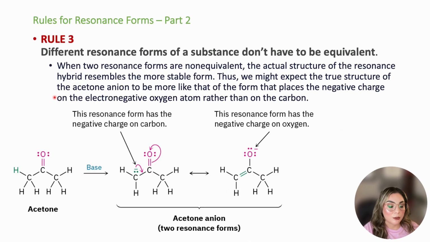Rule number 3. In these previous examples, we have had some sort of symmetry, where I believe all the examples we looked at were just 2 resonance forms. So the acetate ion and benzene each had 2 resonance forms, and they were kind of equal. It was just that the electrons were delocalized, not in one single place. But you can have different resonance forms, and this is rule number 3, where they are not equivalent.